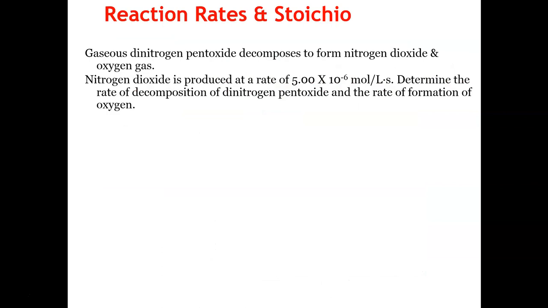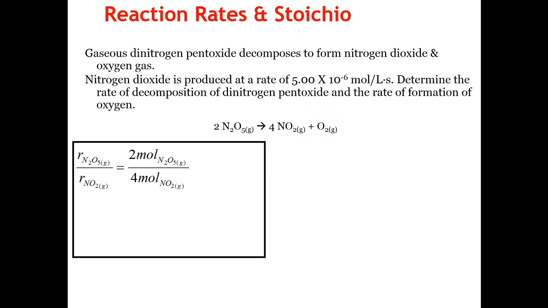So look at some examples here, reaction rates and some stoichiometry. Dinitrogen pentoxide decomposes to form nitrogen dioxide and oxygen gas. And we're given the rate of production of nitrogen dioxide, and we're asked to determine the rate of decomposition of dinitrogen pentoxide and formation of oxygen. So we need to get the rate of decomposition of that reactant and the rate of formation of the product.